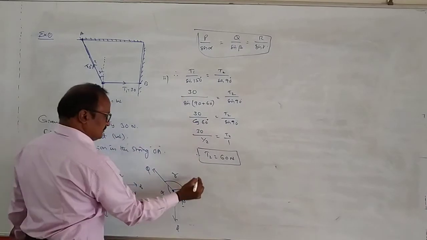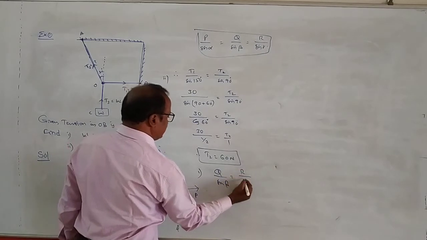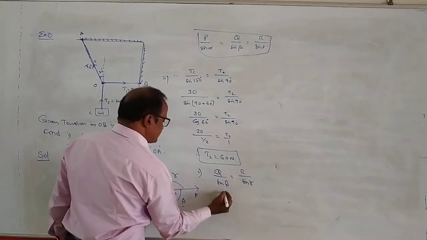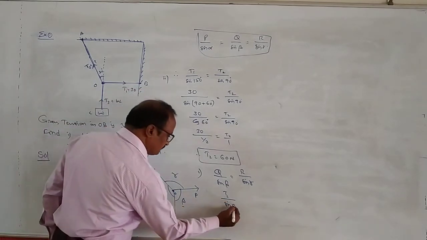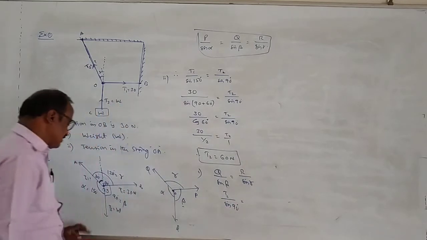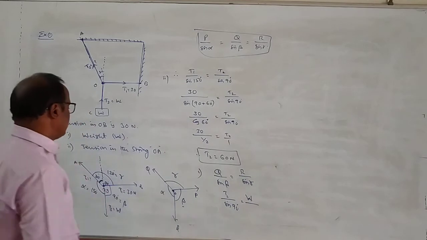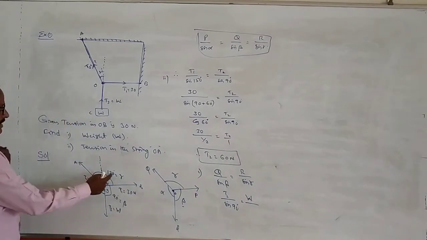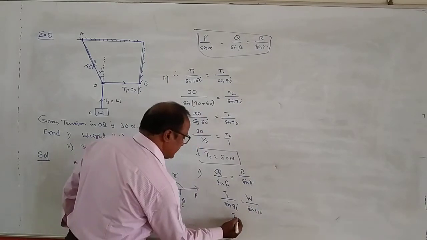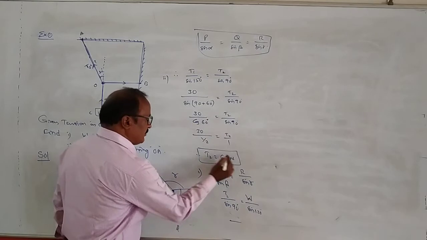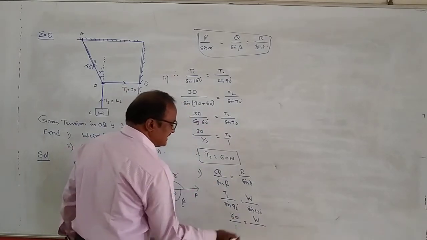Therefore, Q by sin theta is equal to R by sin theta. Q means T2 by sin theta, which is equal to the R value. R is equal to W by sin gamma. What is the value of gamma? This is equal to 120 degrees. Therefore, T2 by sin 90 is equal to 60, which is W by sin 120.